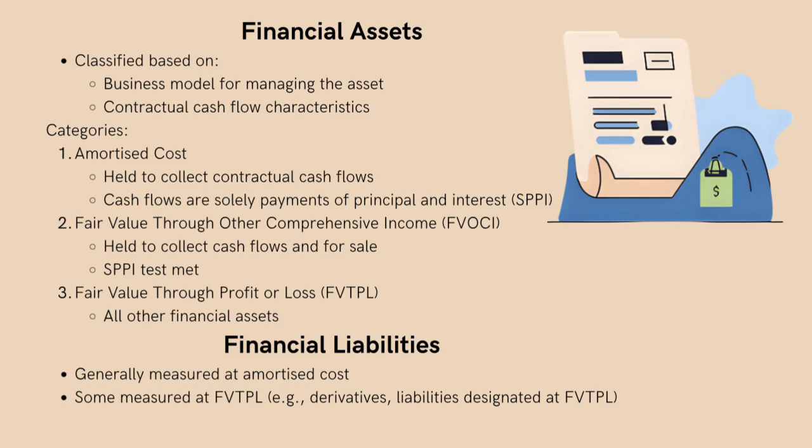Amortized cost, for assets held to collect contractual cash flows that pass the SPPI test. Think of a simple loan. Fair value through other comprehensive income, FVOCI, for assets held for both collecting cash flows and selling, that also pass the SPPI test. Fair value through profit or loss, FVTPL. This is the default category for all other financial assets, including those that fail the SPPI test, like complex derivatives.